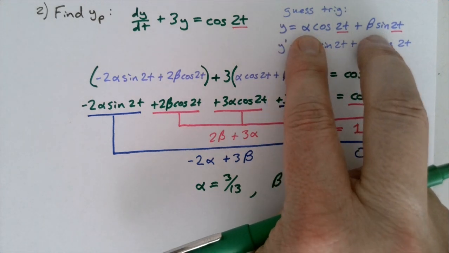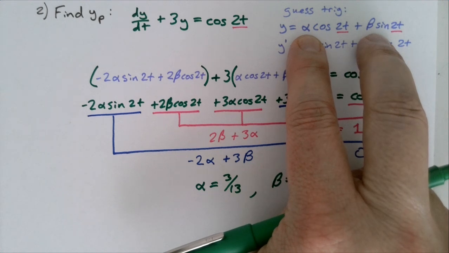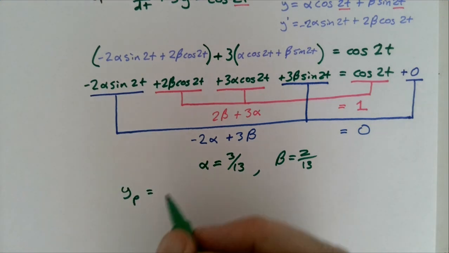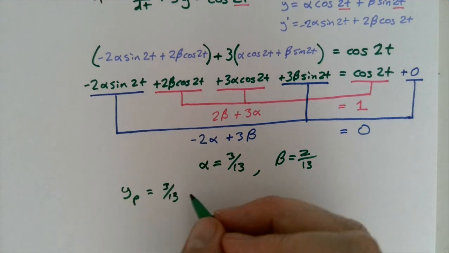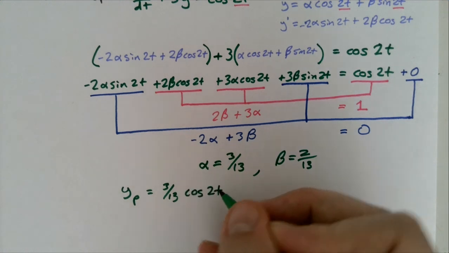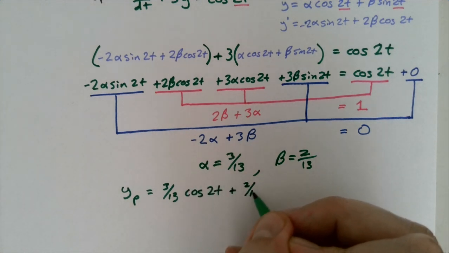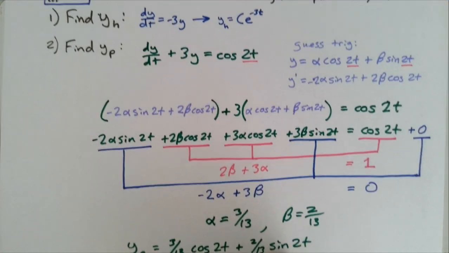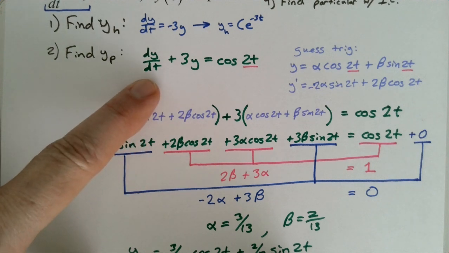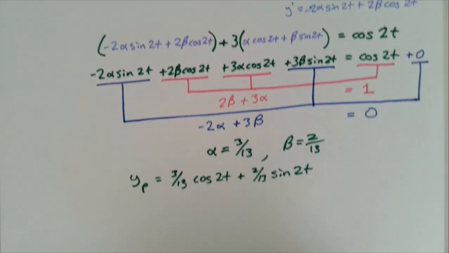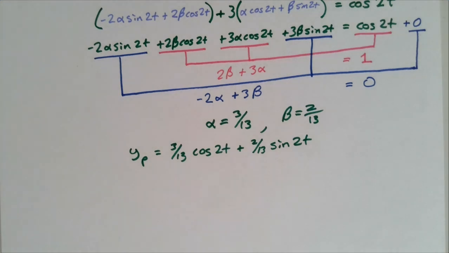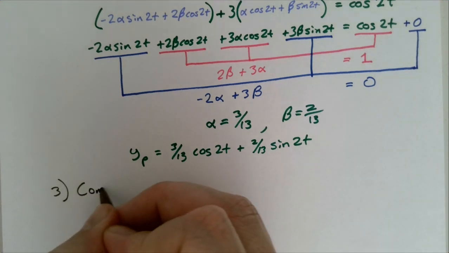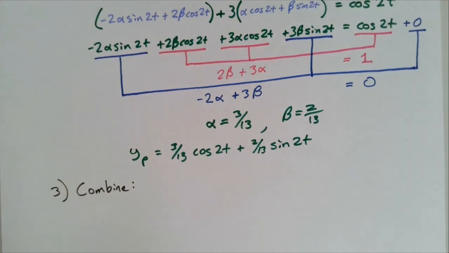Now notice, once I plug in alpha and beta, there's no constant there. This is a particular solution. So that means I've found y sub p, and it's equal to 3/13 times cosine 2t plus 2/13 times sine of 2t. And if you were to plug this into this differential equation right here, it would work. It is a solution. But for our purposes, we've got the y sub h and the y sub p. That means step 3, all I have to do is combine those to get my overall solution.